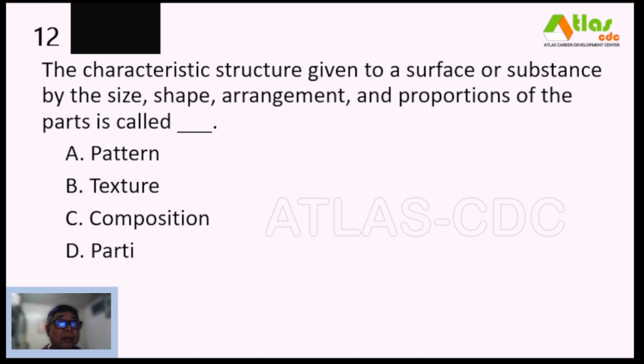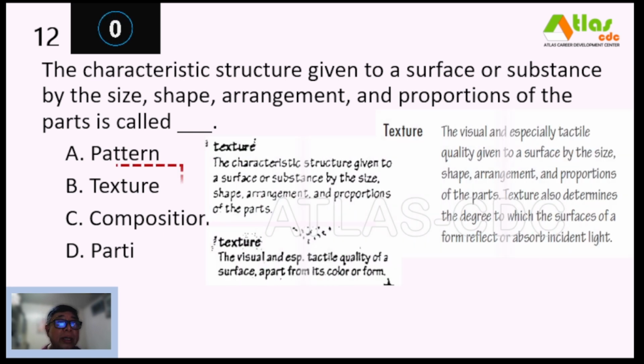Number 12, the characteristic structure given to a surface or substance by the size, shape, arrangement, and proportions of the parts is called a pattern. B. Texture, C. Composition, and D. Party. And our correct answer is letter B, texture. So that is the definition as per D.K. Ching.